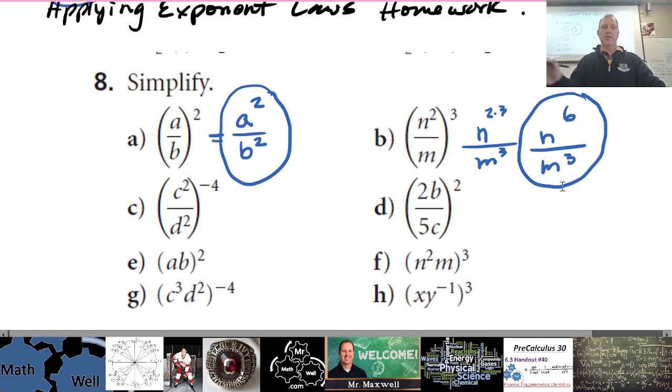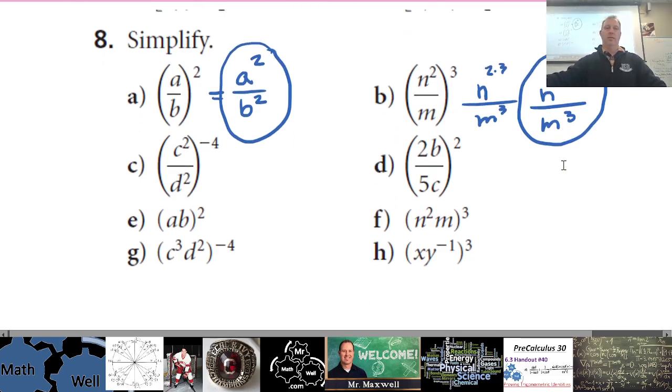All right, let's go to C then. Oh, it's getting tough now. Look at all this. So this is going to be c to the 2 times negative 4. What's 2 times negative 4? It's negative 8. On the bottom, this is going to be d to the power of 2 times negative 4 as well. So d to the negative 8. Okay. Now I've got negative exponents in both the top and the bottom.